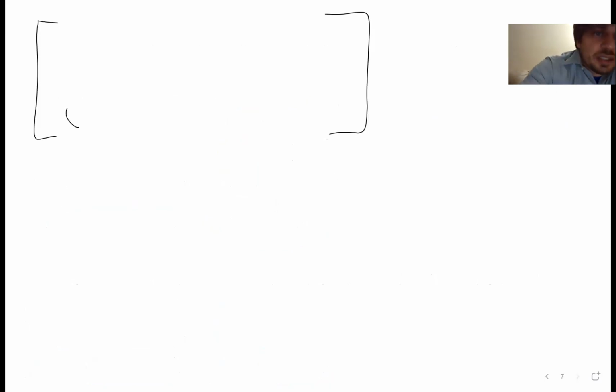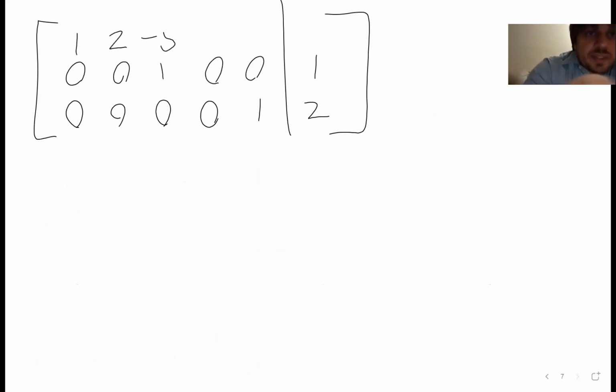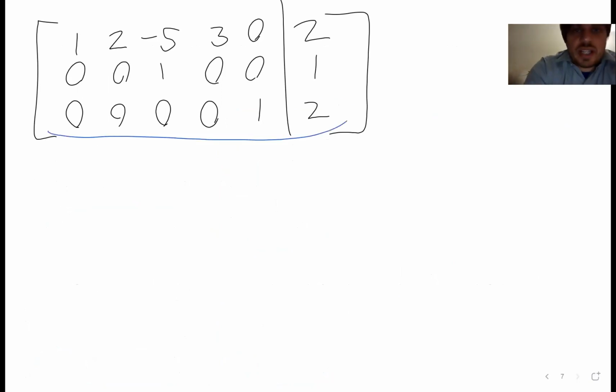Okay. 0, 0, 0, 0, 1, 2. 0, 0, 1, 0, 0, 1, 1, 2, -5, 3, 0, 2. Okay, so this was the last non-zero column.